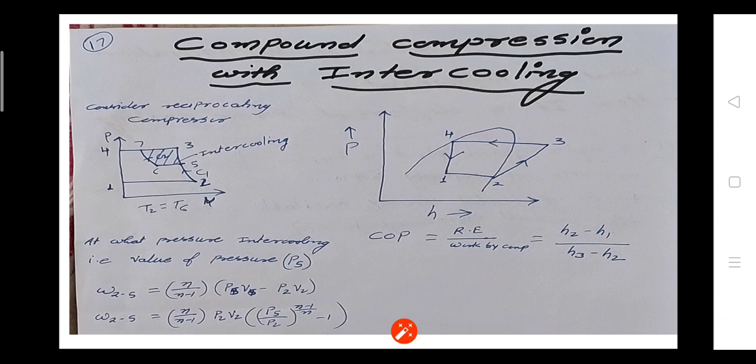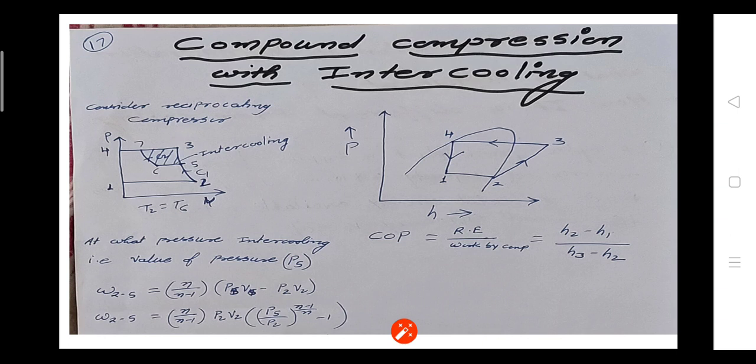On the PV diagram, the thermodynamic equation is n upon n minus 1, where n is the index of this process, times P5 V5 minus P2 V2. If you take the common P2 V2, W25 equals n upon n minus 1 times P2 V2 times the bracket of P5 upon P2 raised to n minus 1 upon n, minus 1.